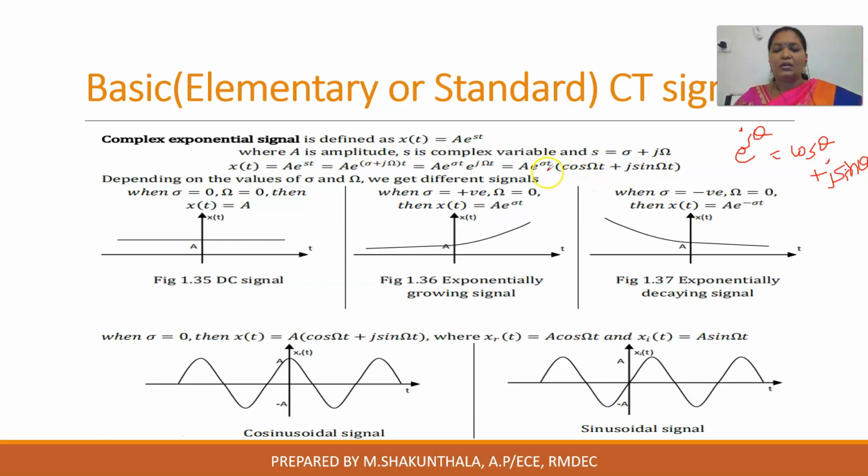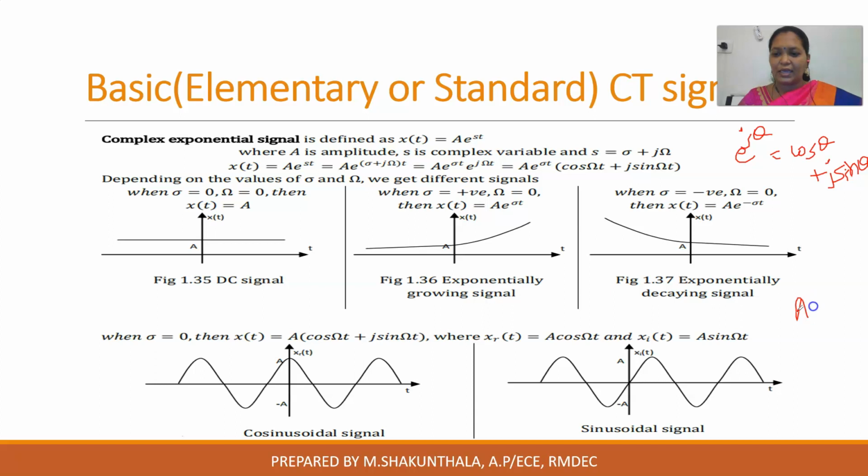Okay, so we are considering all the cases. First, let me consider sigma equal to 0, omega equal to 0. You'll get DC signal as what we have discussed before. Okay, just we are considering your omega equal to 0. If omega equal to 0, this whole term becomes 1. So only you will have sigma. So it looks like a into e power at. That is your exponential signal.